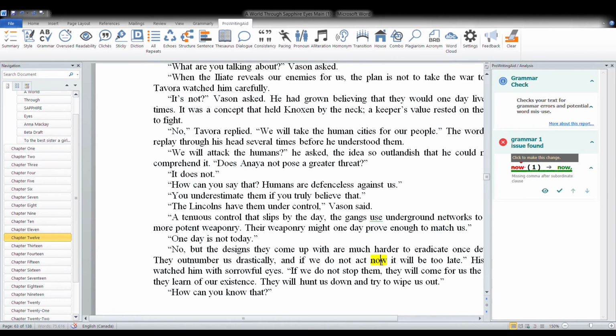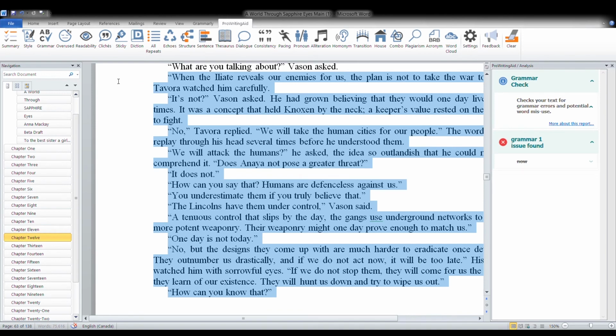The sticky sentences are big for me. So here we go. It just said, if we do not act now, it will be too late. See, I'm really bad at grammar. I don't know if it's right, but I'm going to do it. Luckily, that is something my copy editor is supposed to be catching, so good for that. Let's do sticky.